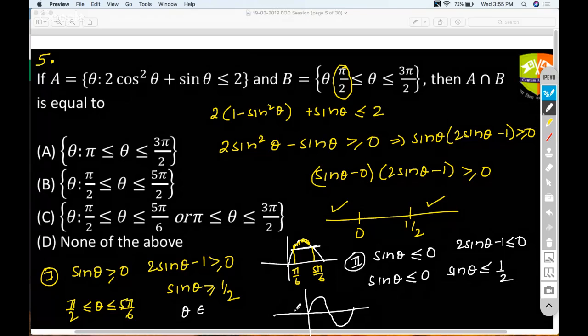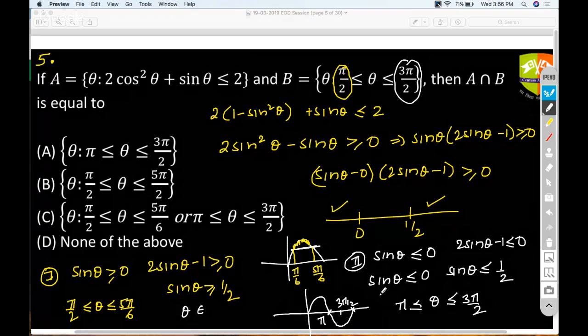So that interval would be simply the interval between pi to 3 pi by 2, because we cannot exceed 3 pi by 2 over here. Okay. So from the second instance, we get the interval of theta to be between pi and 3 pi by 2.